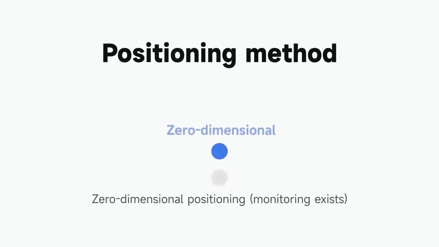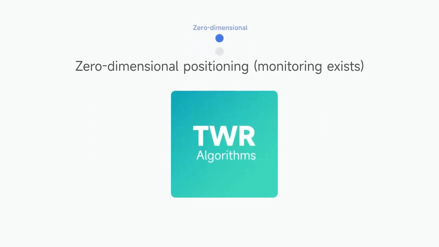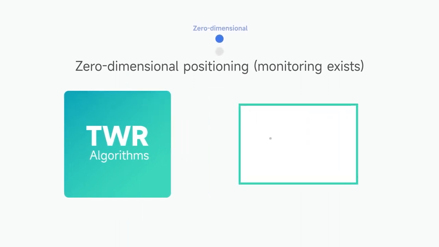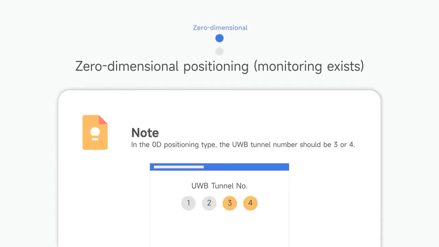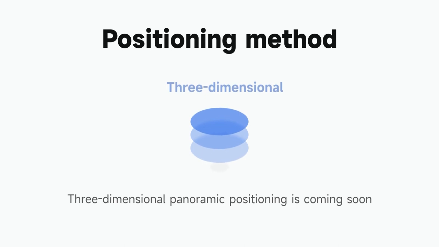0-dimensional positioning monitoring. The 0D method also only supports the TWR algorithm, which can be used to determine whether the tag is in the positioning area or not. The 0D positioning range is a circular area, with the anchor as the center and the threshold as the radius. Only one anchor is needed in the room. Note: in the 0D positioning type, the UWB tunnel number should be 3 or 4. 3-dimensional panoramic positioning is coming soon.